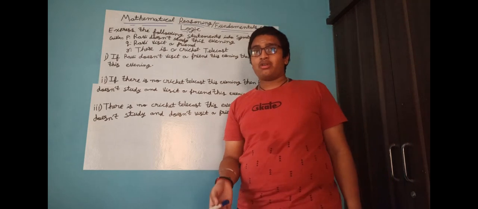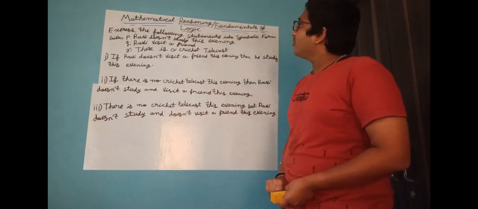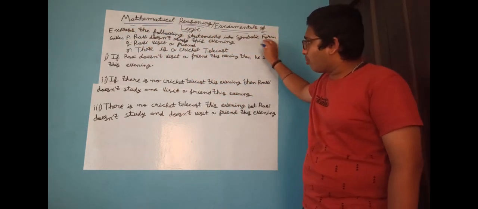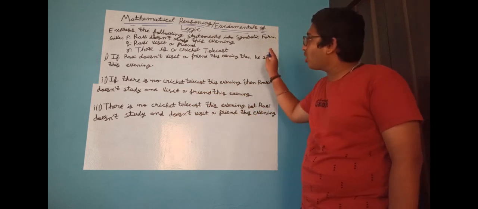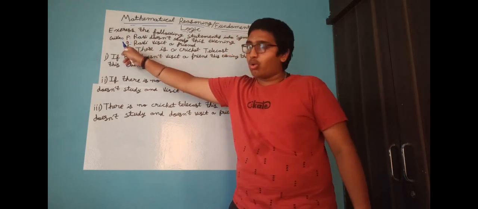Yes, yesterday we discussed the concept. Today we are going to see the problems. Here we have been given a question: express the following statements in symbolic form. These three statements we need to express in symbolic form by making use of the given three statements P, Q, R.